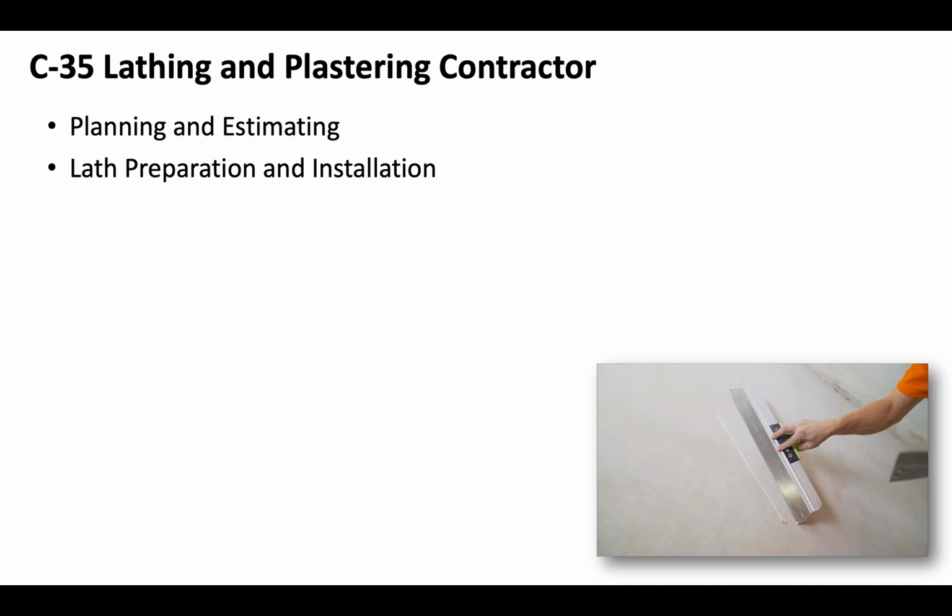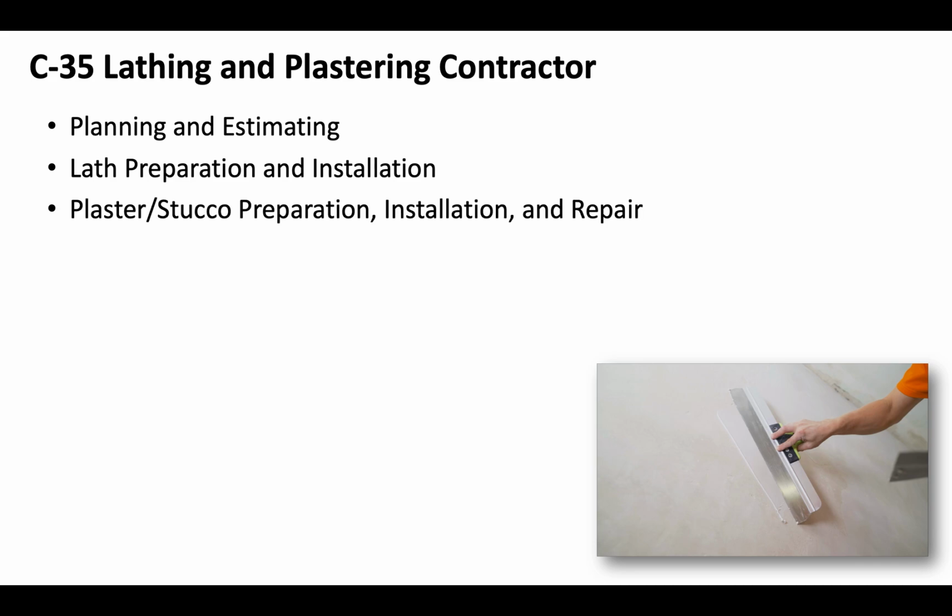Now, the C-35 Lathing and Plastering Contractor license exam is going to be broken up into 4 different sections: planning and estimating, lathe preparation and installation, plaster stucco preparation, installation and repair, and then safety. Now, if you're unfamiliar with the C-35 license, you're going to want to check out our previous video where we break this classification down in detail. Today, we're just going to be focusing on the examination.